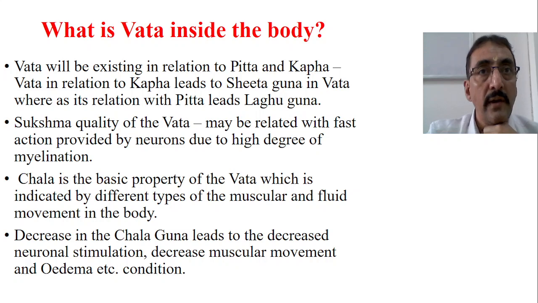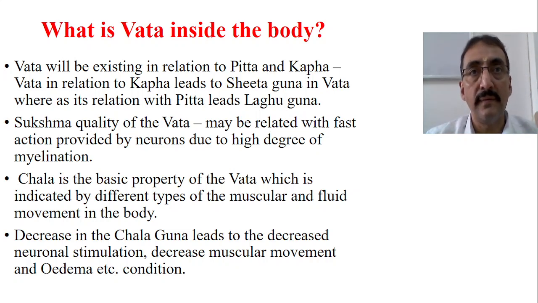So we will continue with the dosha analysis. We were discussing the Vata Dosha especially. Now, how is Vata present inside the body? Of course, it is omnipresent, it is omnipotent, it is present everywhere, but how does it exist inside the body? Vata exists in relation to Pitta and Kapha. What is the meaning? Vata in relation to Kapha leads to Shita Guna. Vata in relation to Pitta leads to Lagu Guna. That means Vata is basically Yoga Vayu. So if it is present inside the body, it makes some adjustment with the Pitta and Kapha. Accordingly, it changes its properties, its Gunas, also.